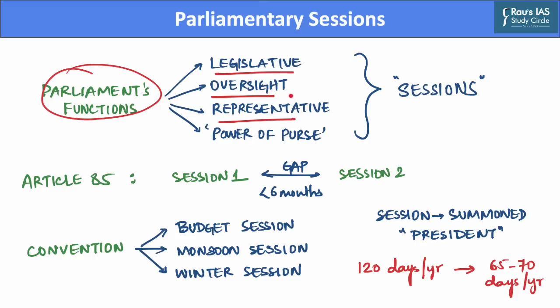Also, Parliament has a representative responsibility. Parliament represents the views and aspirations of people of their constituency in the Parliament. In the end, Parliament also has a power of purse responsibility, which means that Parliament approves and oversees the revenues and expenditures which are proposed by the government of the day.